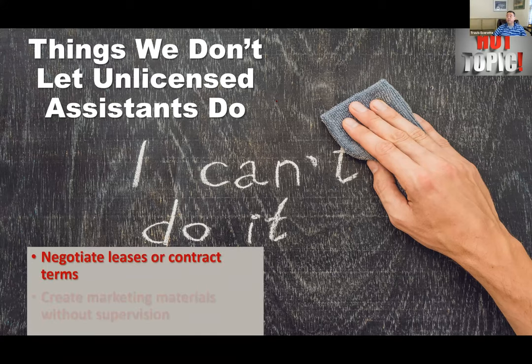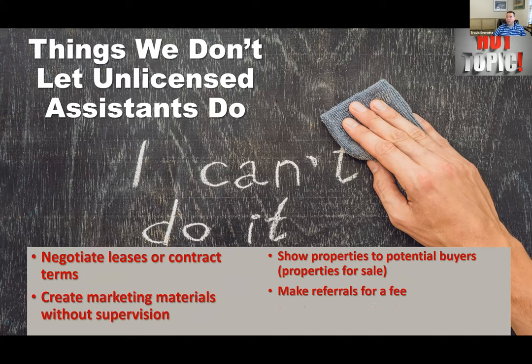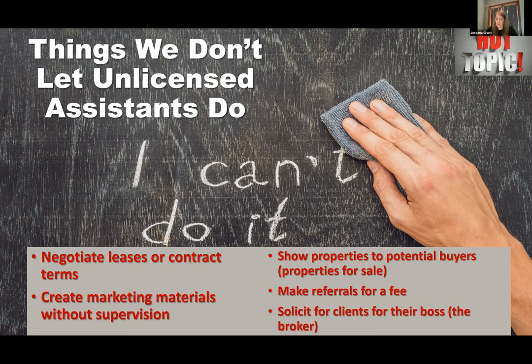Actually, here's the list of things that the unlicensed salaried assistant of a real estate broker cannot do. They cannot negotiate, whereas their broker, their employer, can negotiate. The employee cannot. They cannot create marketing materials. So could Eliza create the MLS listing for Seth's new listing, or could she only put it in if he hands it to her and says, stick this in the MLS? She could only put it in. She could basically enter the information if he gives her everything.